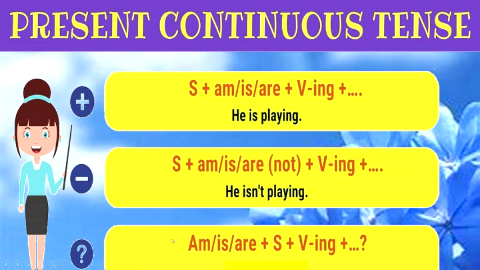Interrogative sentences, am or is or are plus subject plus verb first form ing. And I have intentionally left it. Try and make the interrogative, children. Yes, it should be is he playing? At the end, question mark.